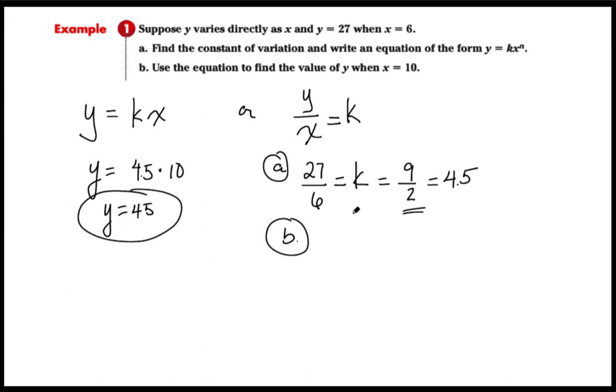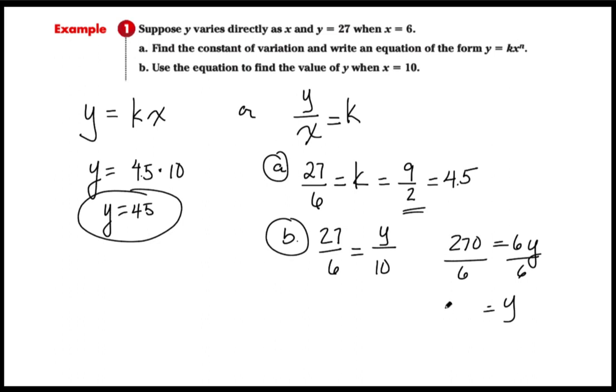However, if we had this problem, we could also start off with 27 over 6 and say that is equal to y over x, in this case 10. So you get yourself a proportion where you're cross multiplying, and you know that this would be 270 is equal to 6y. And then if I divide both sides by 6, you see we would end up with the same thing, 45. So I just want you guys to see that there's a couple of different ways to approach the problem. Hopefully that's making sense. All right, boom. So that's what we have for that one. So that's example 1.